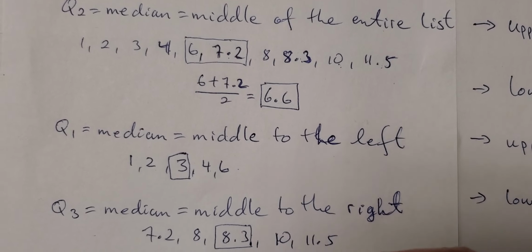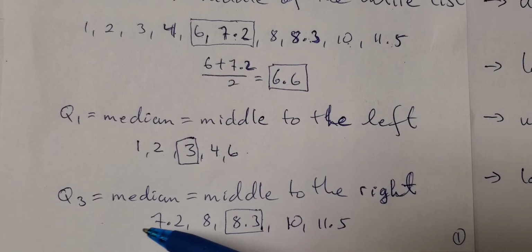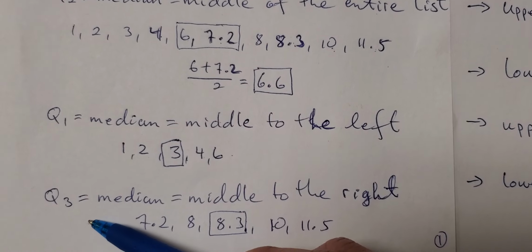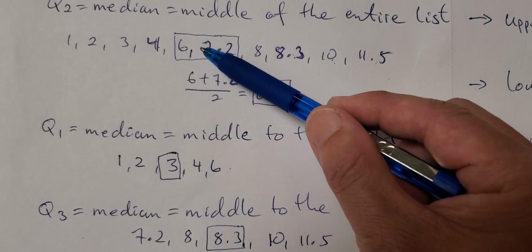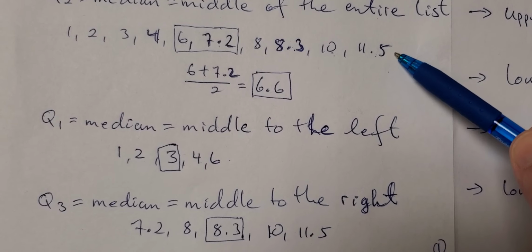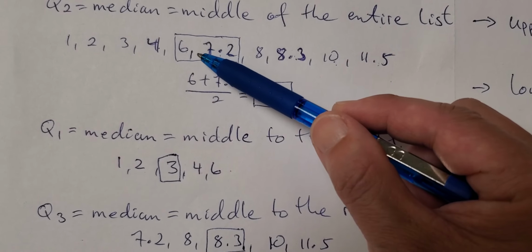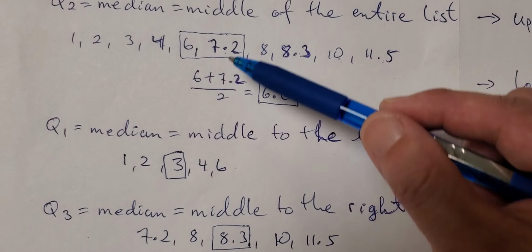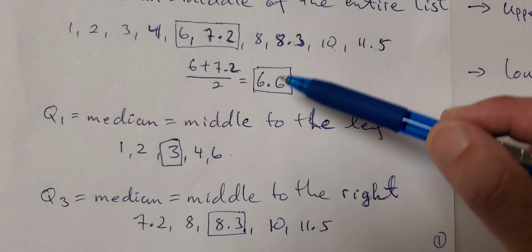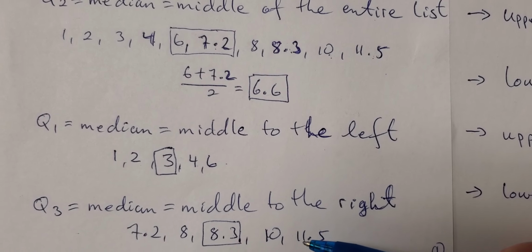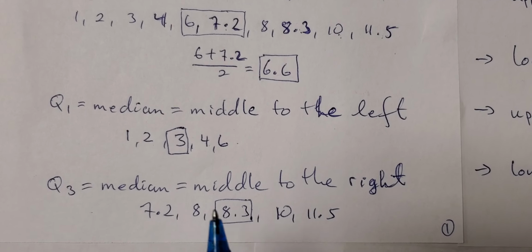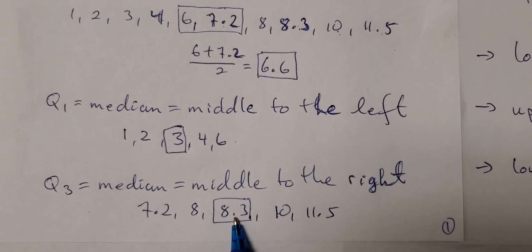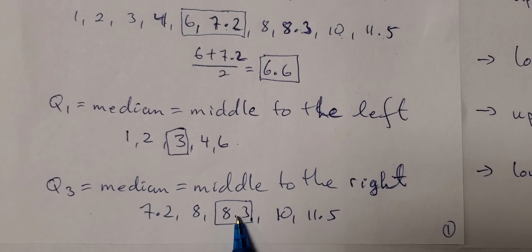Okay. Now we need another median, which is Q3. Q3 is from the right side. So here we go. Q3 is from here, which is Q2, all the way to the right side. These are the numbers: 7.2, 8, which I have here, 8.3, 10, and 11.5. Okay, same process again. Left, right, and this is the only number, so therefore this is my Q3.